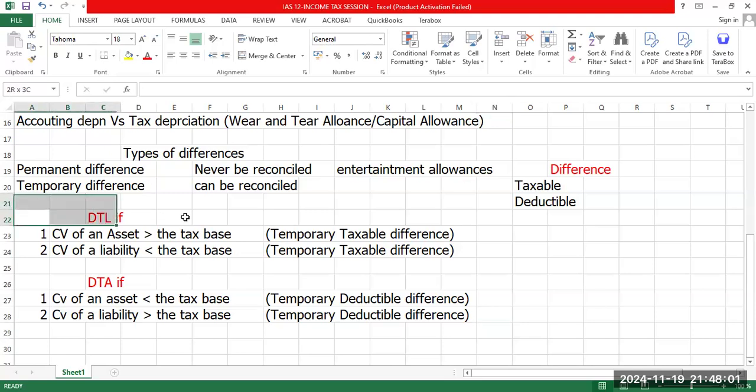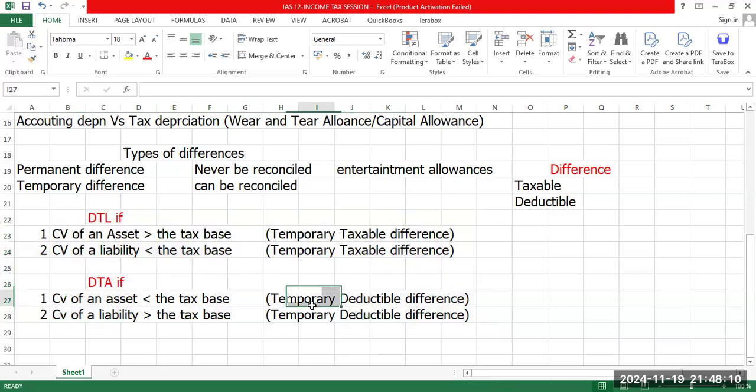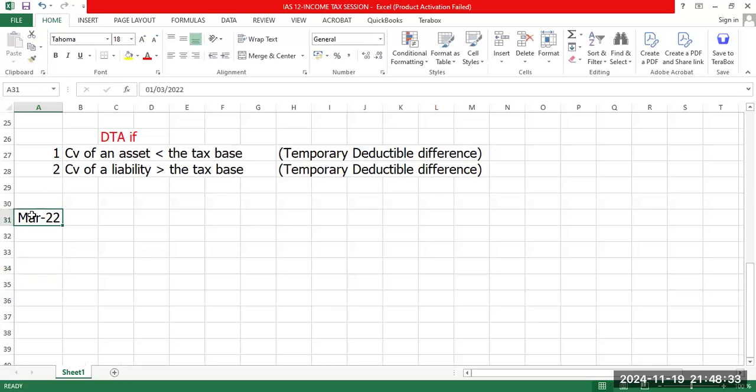Colleagues, if you understand this here, you cannot fail any calculation related to this. So in the question, you need to know, are you dealing with an asset or a liability? Okay, let's now start answering. So we are going to start with March 2022.